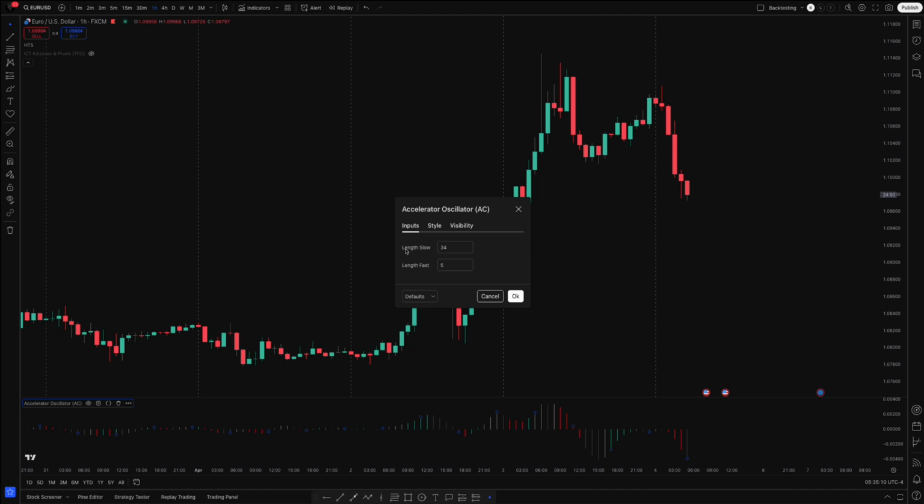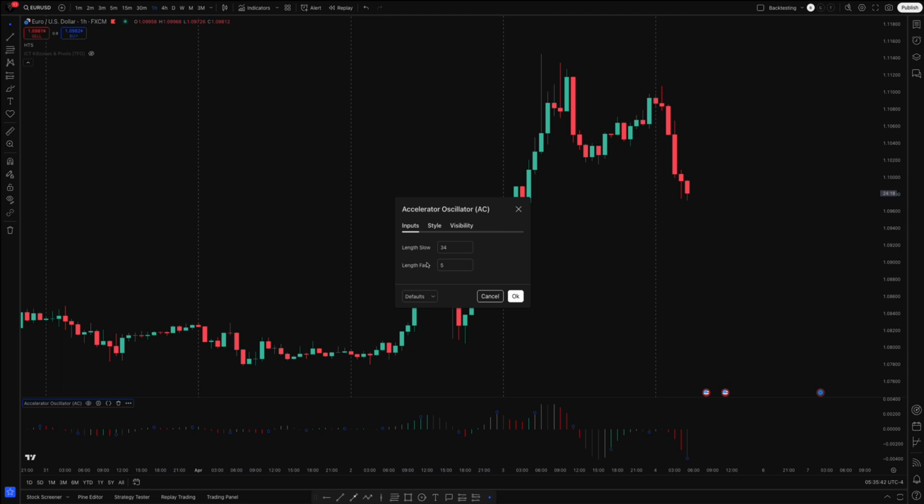And here's the part that is most important, okay? So we have two lengths, the slow length and the fast length, which the default settings are 34 and 5, okay? So these are good for most time frames, especially if you're swing trading or taking 5 to 15 minutes binary options trades.